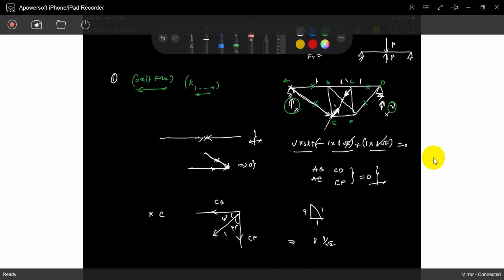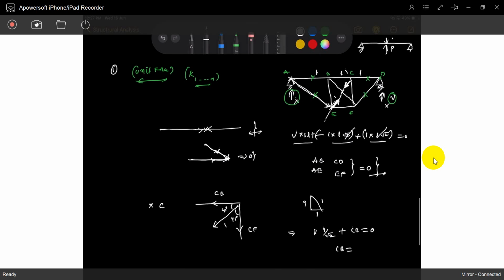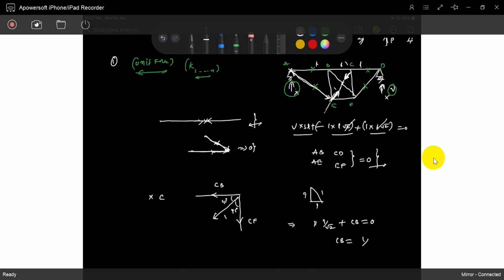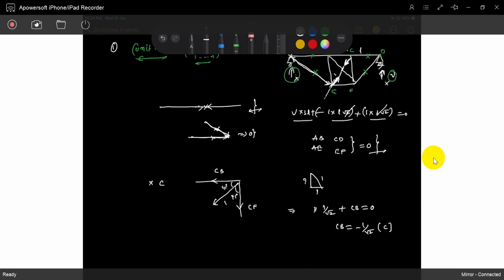1 by root 2, plus CB is equal to 0. So CB is 1 by root 2, negative. Negative means what? Our direction is wrong, so that is 1 by root 2 compression. Understood? Same if you take it as the vertical direction also, 1 cos pi by 2 plus CF is equal to 0. So what is CF? Same, 1 by root 2 compression. If you mention the word compression, no need to mention the sign. Or if you mention the sign, just write negative is the compression, positive is the tension. Okay, that's it.